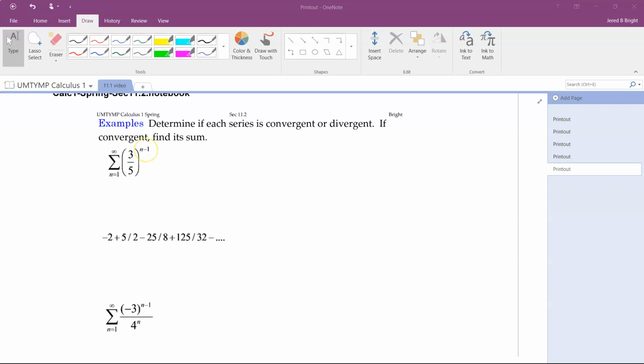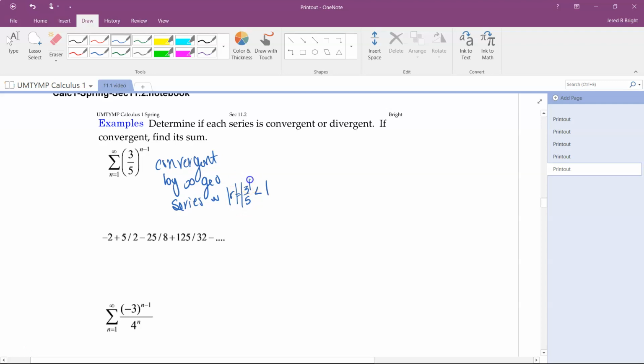So we know that this is convergent by infinite geometric series with r, which is 3/5, being less than 1 in absolute value. So then if we want to find its sum, we can use the formula for the infinite geometric series sum: the first term over 1 minus the common ratio. Common ratio is 3/5. First term ends up being 1, so then I end up with 5/2. Okay, that was fun. Next one.